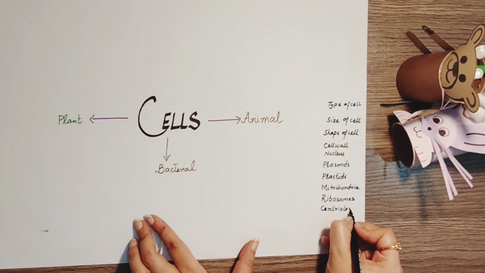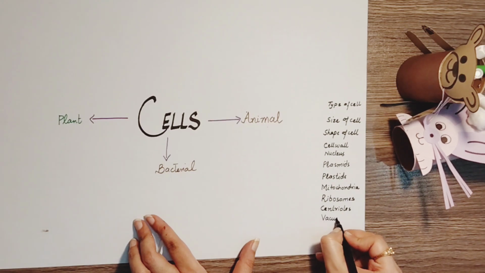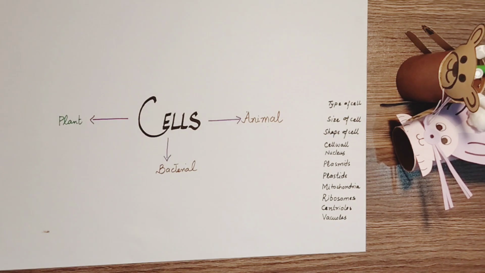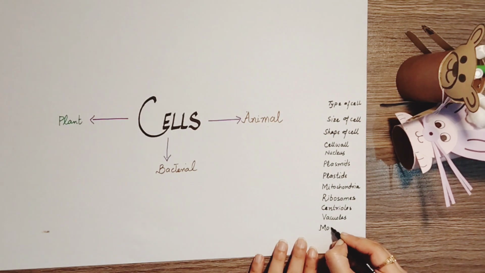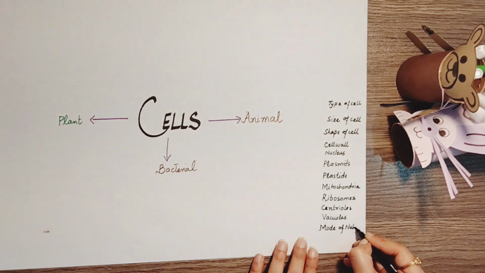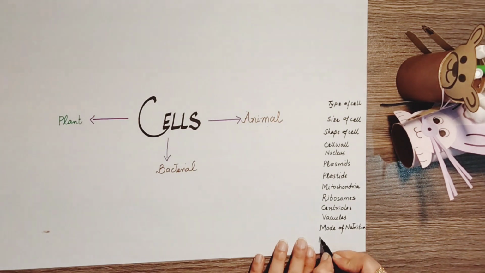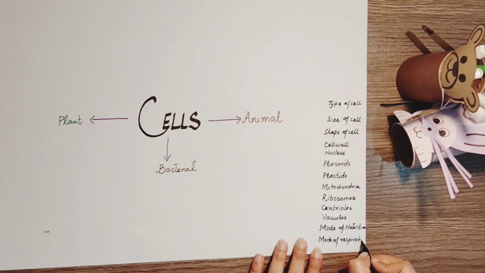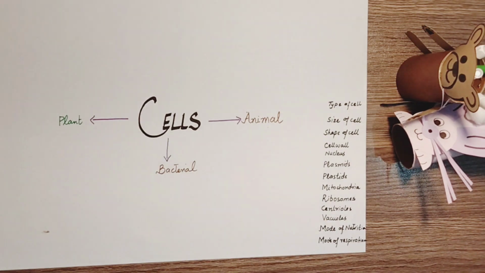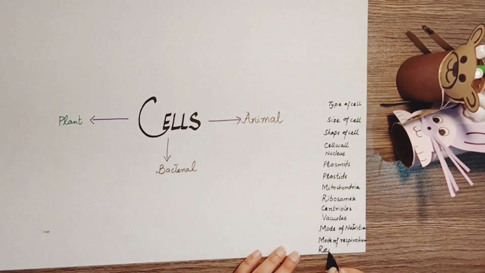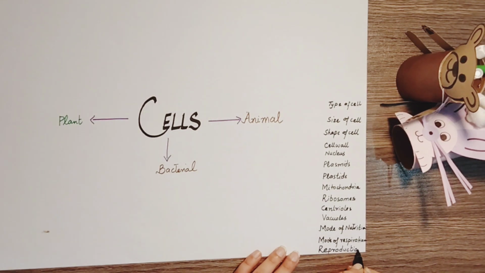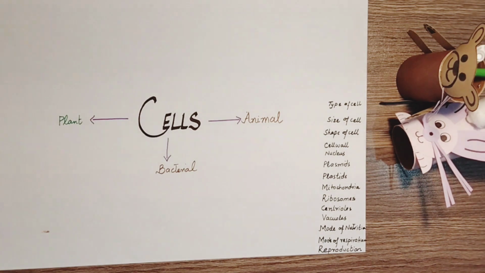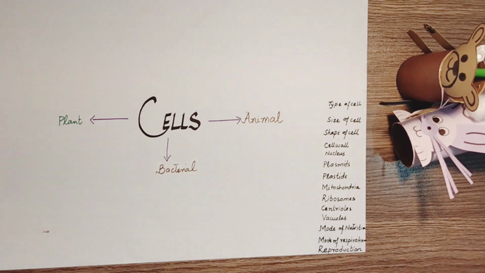So then we have ribosomes, then we have centrioles, then there is vacuole, and the last thing on which we are going to differentiate between them is mode of nutrition. We'll also talk about their mode of reproduction. So on the basis of these things, these cells can be differentiated from one another, and you can learn them, memorize them very easily. Okay? So let's start with the very first thing, that is the type of the cell.